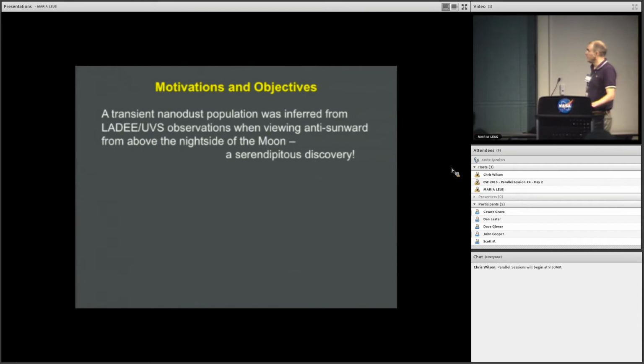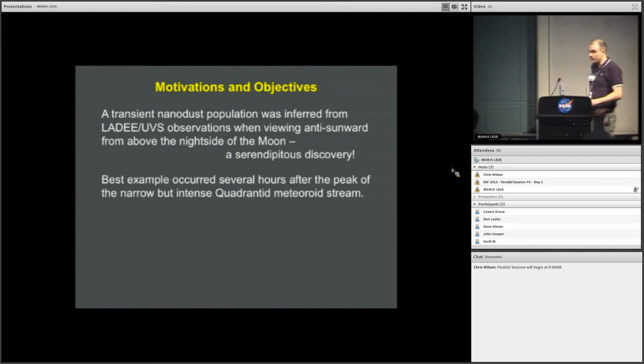This was a very serendipitous discovery. It's very unexpected. I was really surprised by it, and it's been quite puzzling. The best example that Amanda discussed occurred several hours after the peak of the narrow but intense Quadrantid meteoroid stream. And so our feeling is that that somehow played a role in generating this nanodust population.